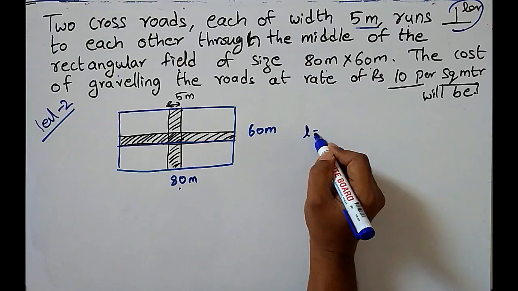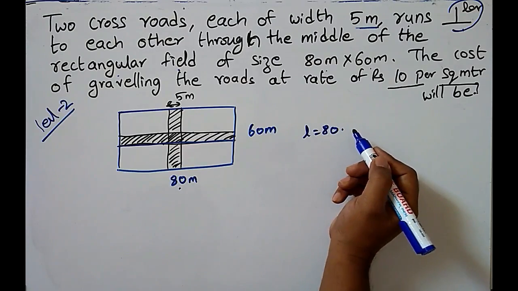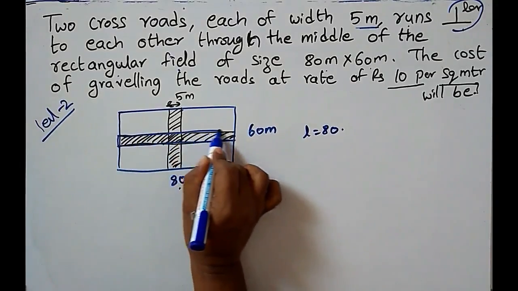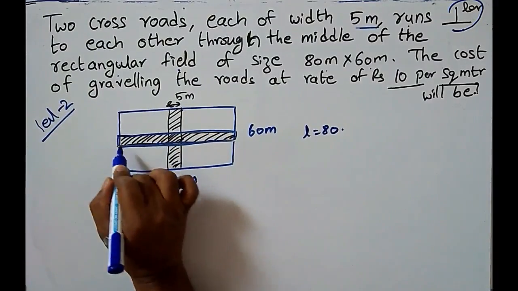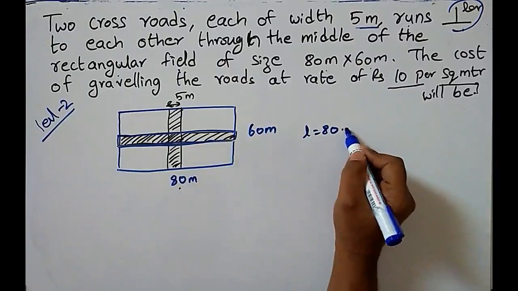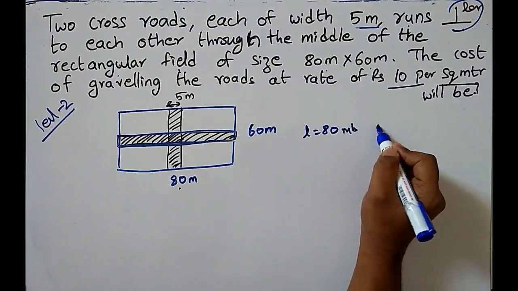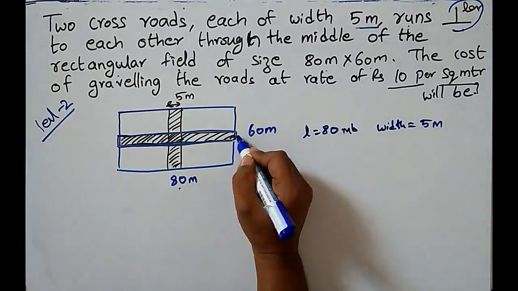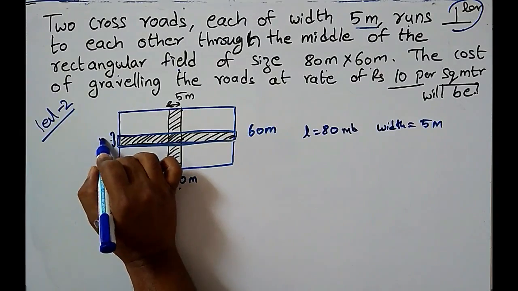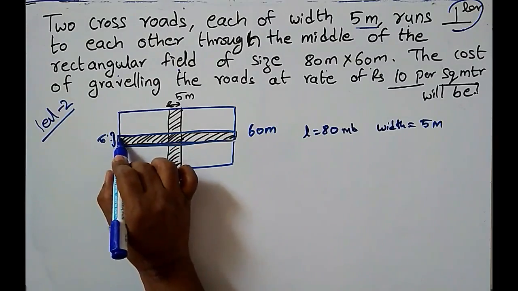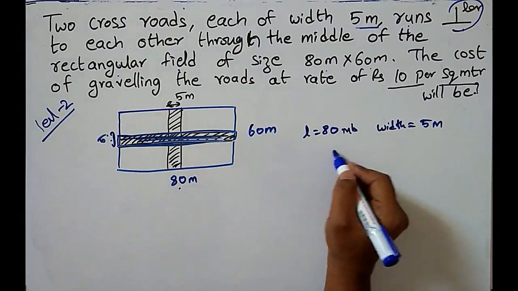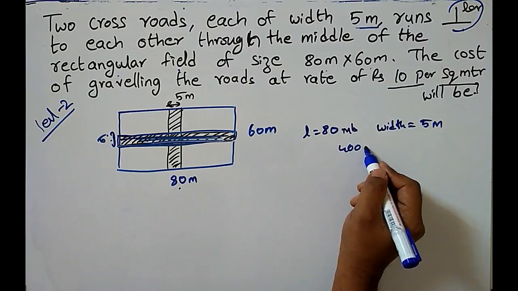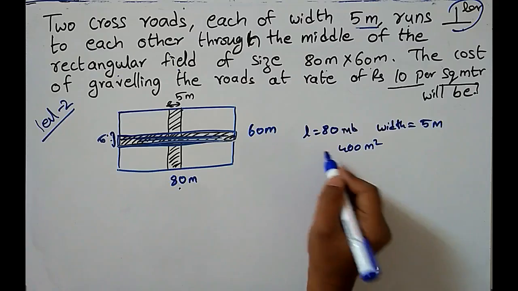Length is equal to 80 meters. Here the length of this road, if we take this road, friends, the length is 80 meters and the width is 5 meters. So we will get the area of this road, which is 80 into 5, 400 square meters.